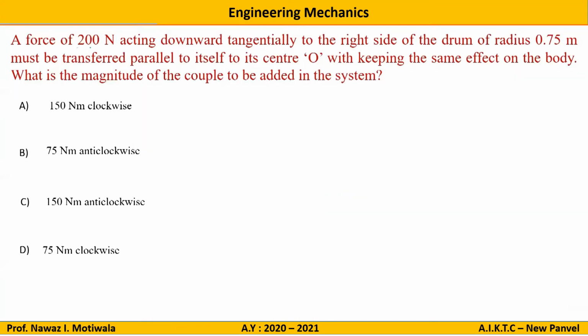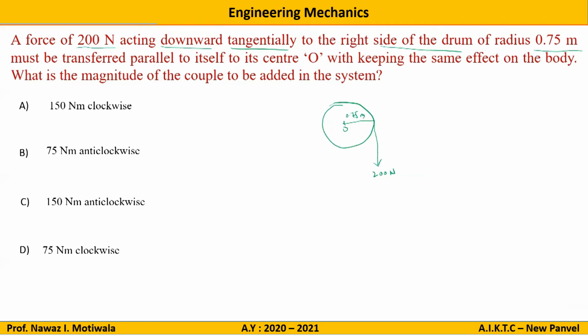Next question: a force of 200 Newton acting downwards tangentially to the right side of the drum of radius 0.75 meter. So we make a drum, and there is a force acting on the right side, tangentially and vertically downwards, with the value of 200 Newton. The radius of this drum is 0.75 meter. It must be transferred parallel to itself to center O while keeping the same effect on the body. What is the magnitude of the couple to be added in the system?